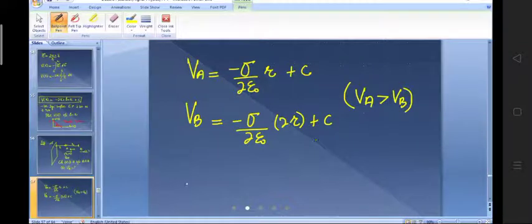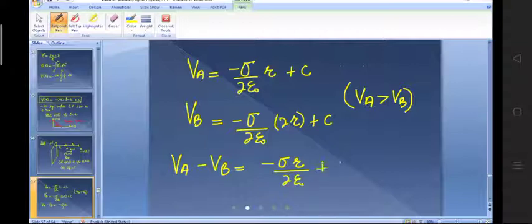So let me calculate the difference of the two. I will try to calculate VA minus VB. So it will in turn be equal like this. This C and C are going to cancel. This will become positive, and this will be negative: minus sigma multiplied by R by 2 epsilon naught. And then here it will become positive: sigma R by epsilon naught. 2 and 2 are going to cancel. Now it's like this: minus 1 by 2 plus 1, that's equal to 1 by 2. So it will in turn be equal to sigma into R divided by 2 epsilon naught.